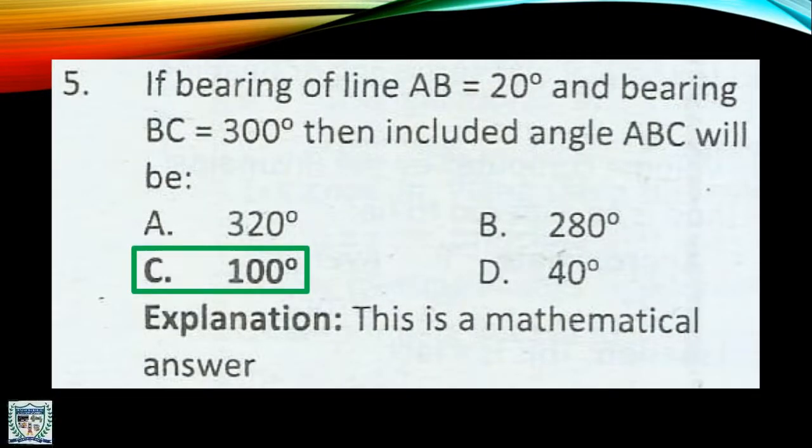Question 5. If bearing of line AB is equal to 20 degree and bearing BC is equal to 300 degree, then included angle ABC will be. So correct answer is 100 degree. This is a mathematical answer.